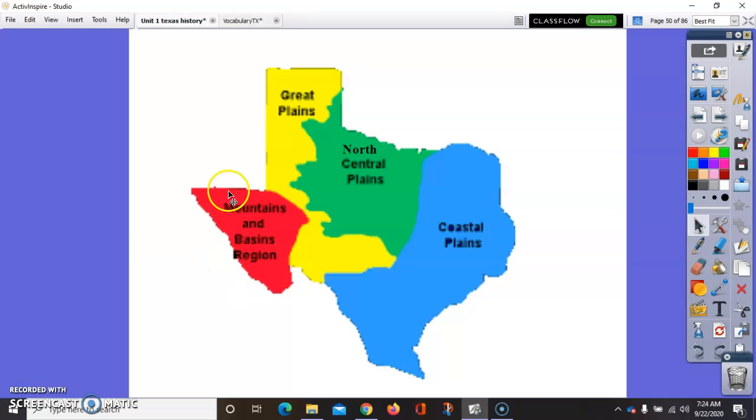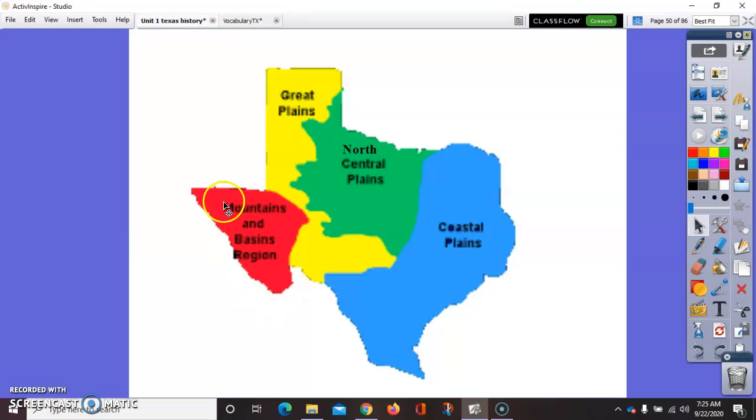On the other hand, we know the mountains and basins region is very different from the coastal plains. So, what kind of food might you get out here? Okay, probably hunting again, but it might surprise you that there was some farming going on out here as well. And that's because of this, the Rio Grande River. So the Native Americans who lived in mountains and basins were able to be farmers because they were able to utilize the water from the river.